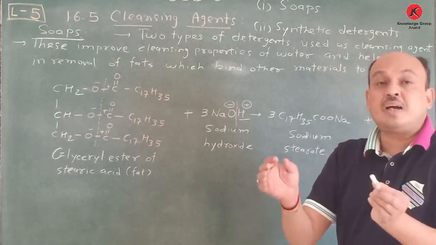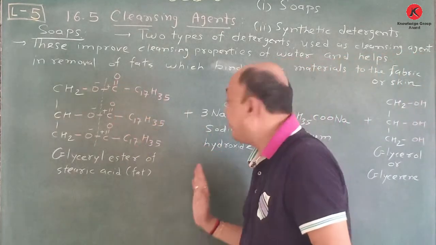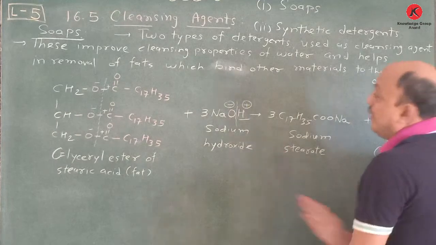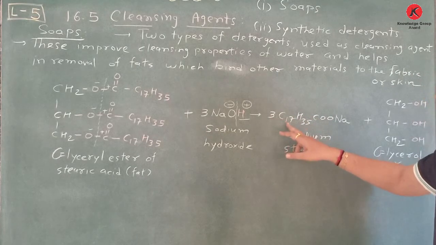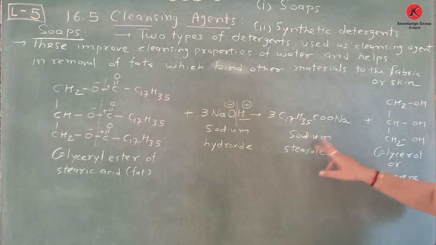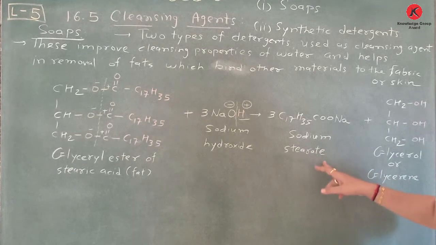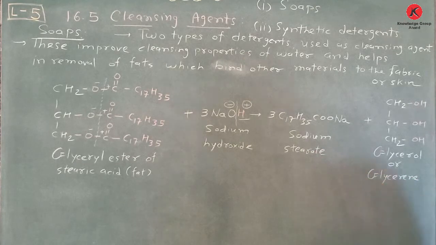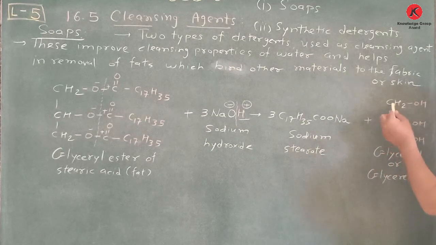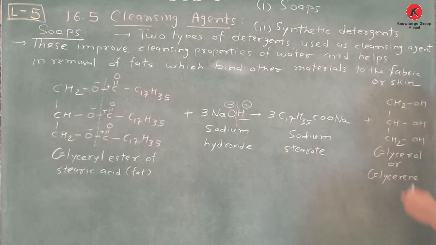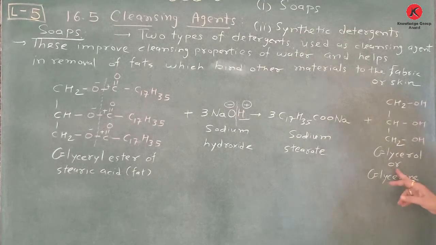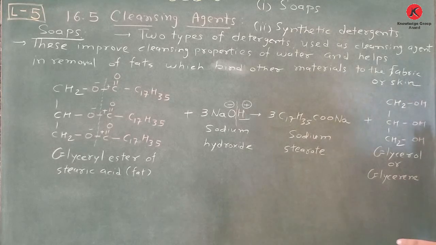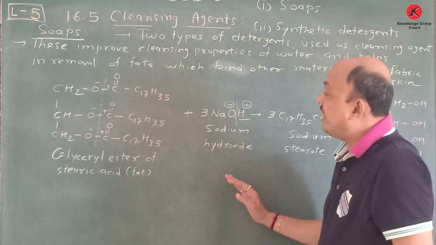If you carry out the positive-negative ionization, then this reaction becomes very easy, and then you have to write how many moles they got. Just see, C17H35COONa. So 3 C17H35COONa. This is nothing but sodium stearate, the sodium salt of stearic acid. And this is glycerol or glycerin, or propane-1,2,3-triol. This you know very well. So glycerin or glycerol is obtained. This is useful information regarding soaps.